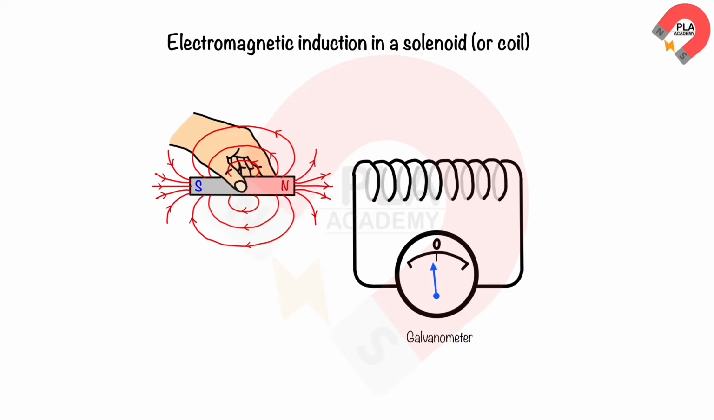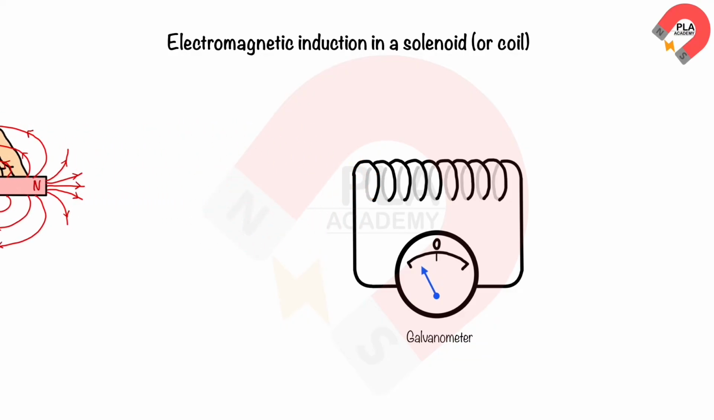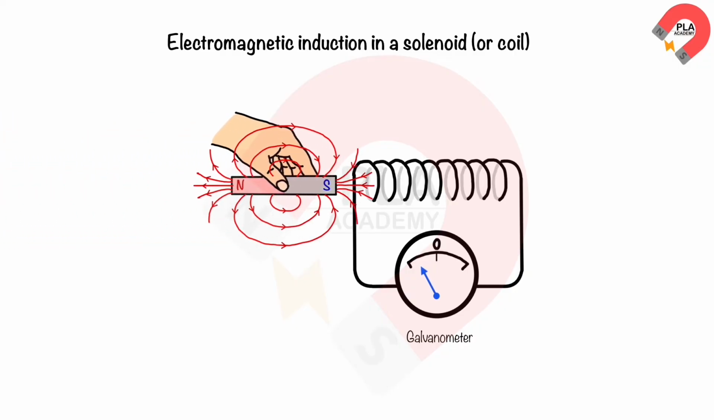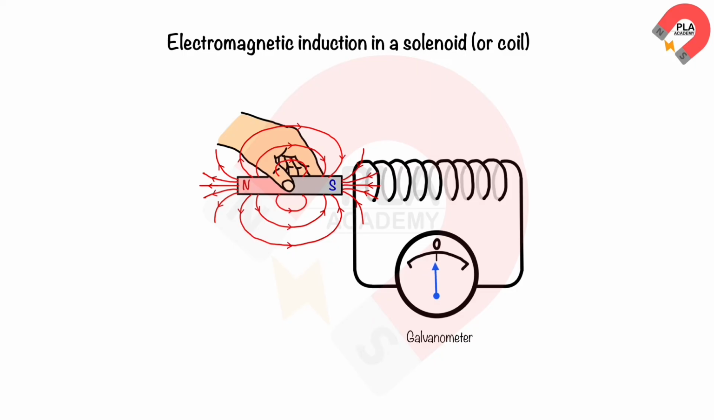When a north pole of the magnet moves away from the solenoid at the same speed, the needle of the galvanometer deflects to the left and then returns to zero. When a south pole of a magnet moves into the solenoid and stops, the needle of the galvanometer deflects to the left and returns to zero.